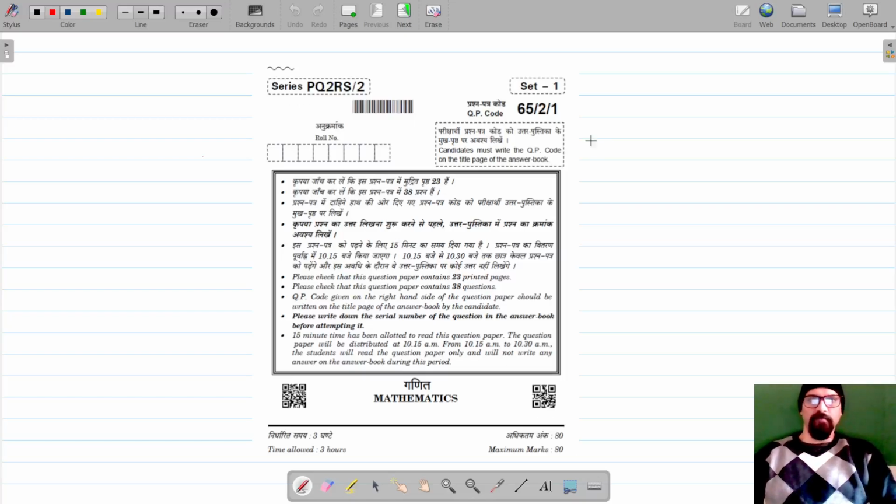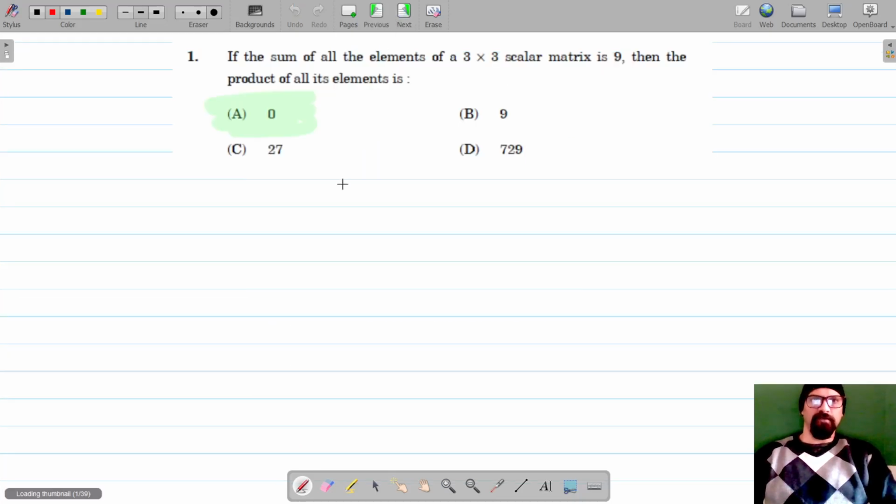Okay, so we are about to start set one of the paper code 65/2/1, and this is subset one of the second set. So let's start with the first question, which is an MCQ of 1 mark. It says that the sum of all elements of a 3 by 3 scalar matrix is 9.